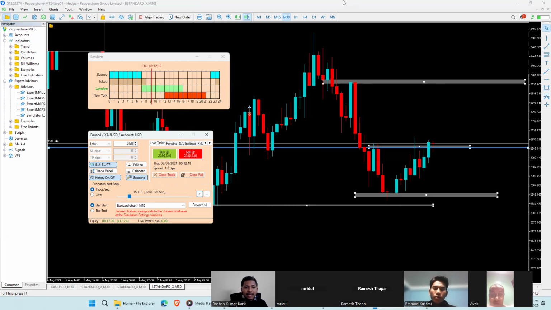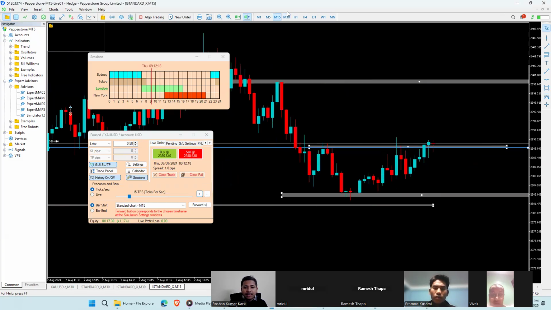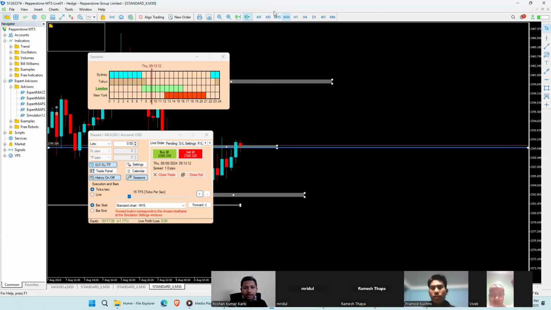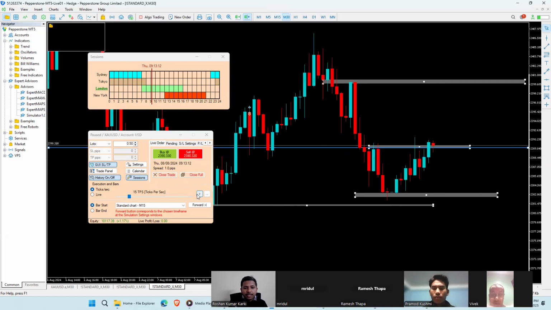So I think the 15-minute candle is about to close. Let me look at the 15-minute candle. It's moving up, no problem. Come on, baby. It's moving up. Okay, looking at the 30-minute time frame, it has to break the high of the previous candle for a buy.